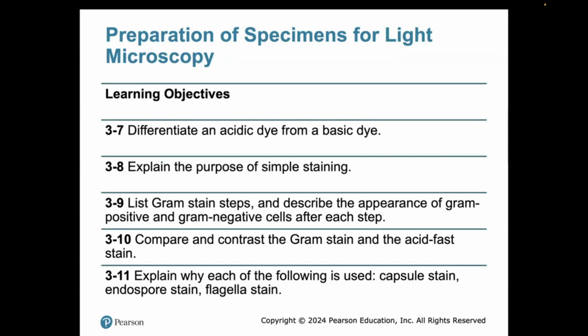Okay, so now we're going to talk about how we prepare specimens for light microscopy because you will be doing this in the lab. So I want you guys to be able to differentiate between an acidic dye and a basic dye. We want to talk about the purpose of simple staining. Then we're going to talk about differential staining, so specifically the gram stain steps, the protocol, what the cells look like after each step. We're going to talk about the acid fast stain as well, and the capsule stain, endospore stain, and flagella stain.